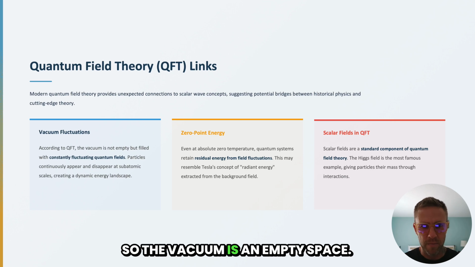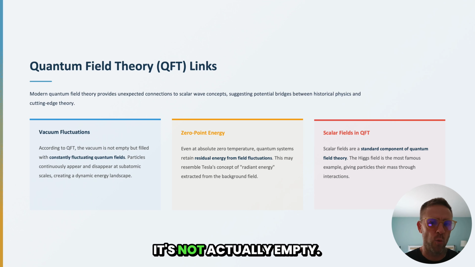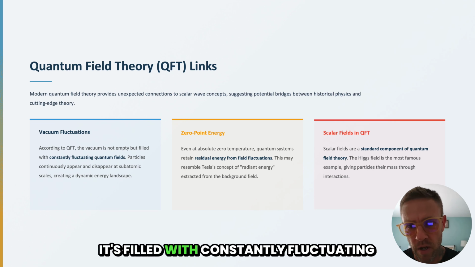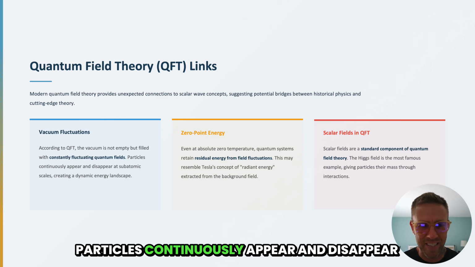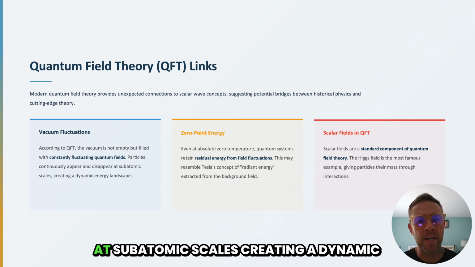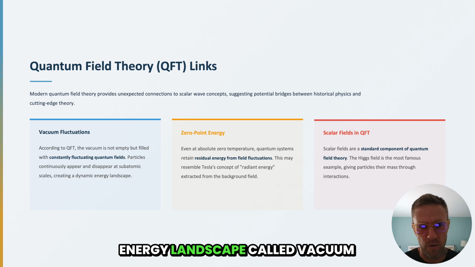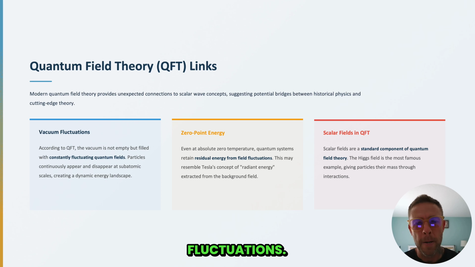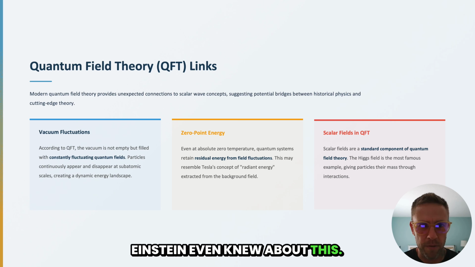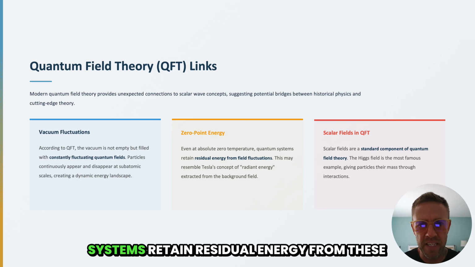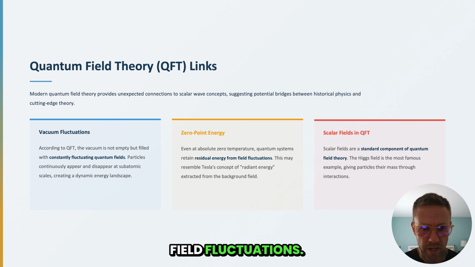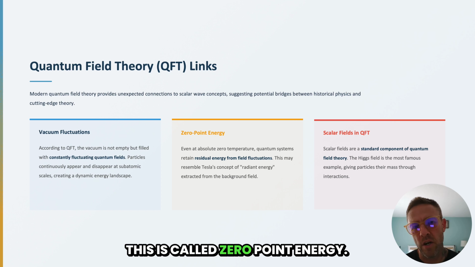So the vacuum, the empty space, is not actually empty. It's filled with constantly fluctuating quantum fields. Particles continuously appear and disappear at subatomic scales, creating a dynamic energy landscape called vacuum fluctuations. Einstein even knew about this, okay? Even at absolute zero temperature, quantum systems retain residual energy from these field fluctuations. This is called zero-point energy.